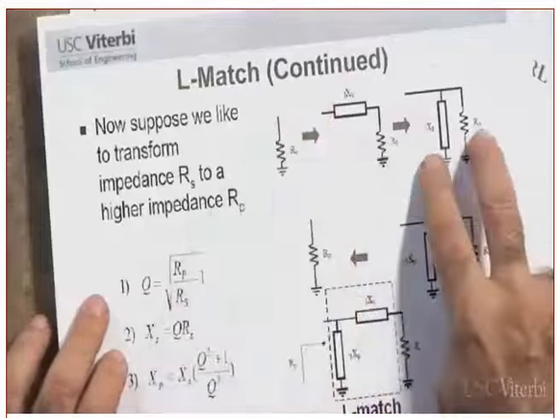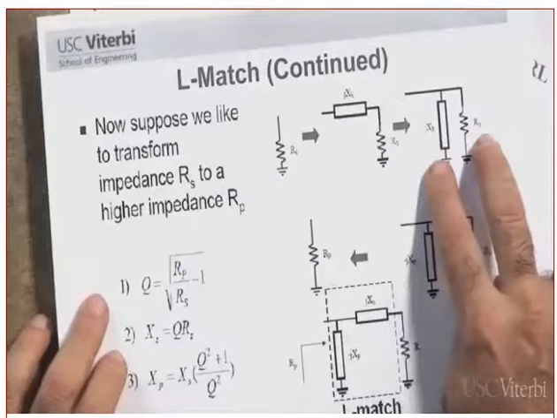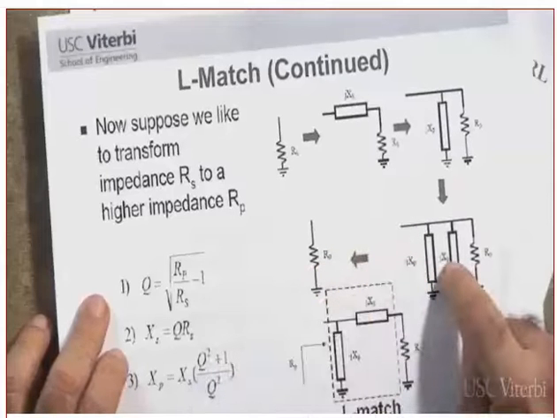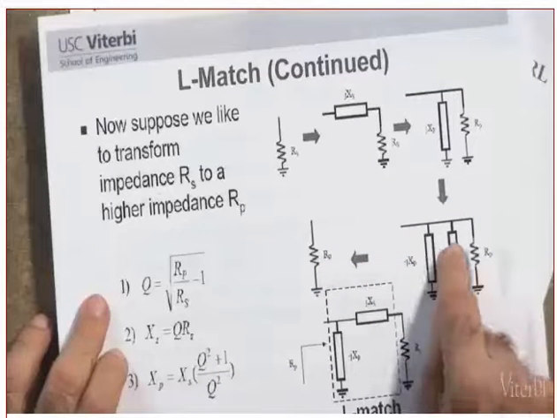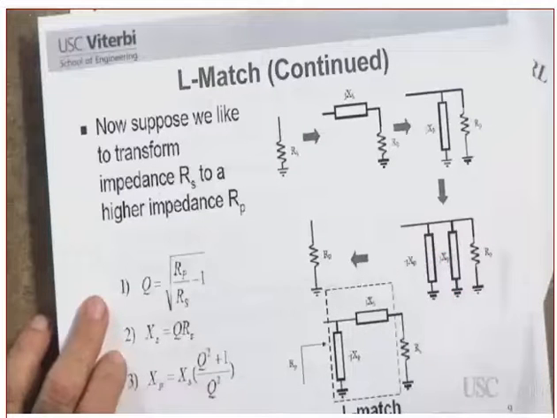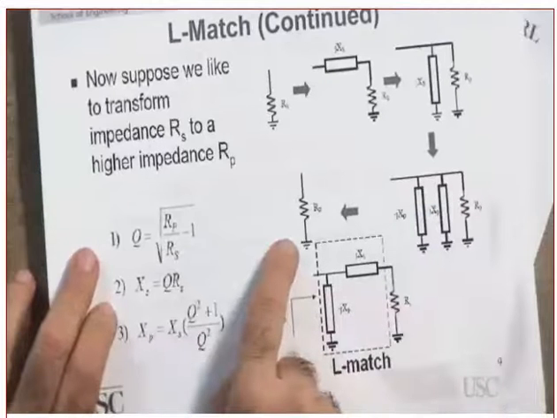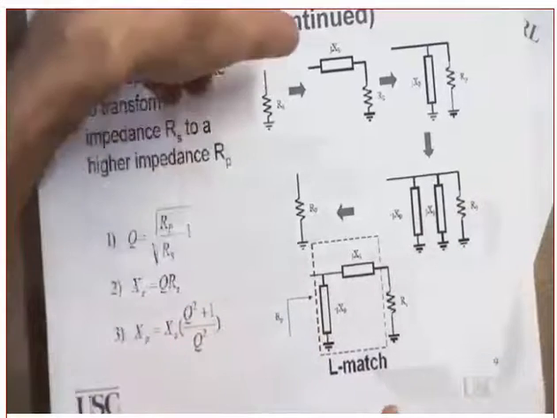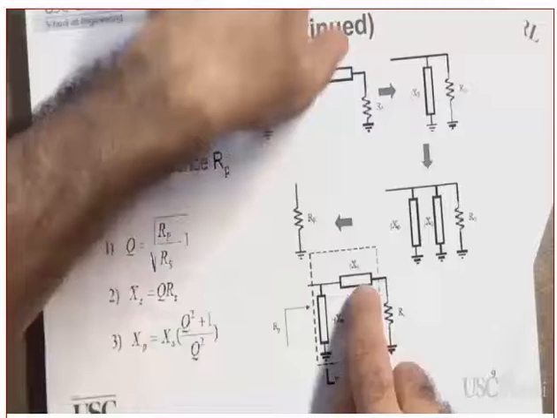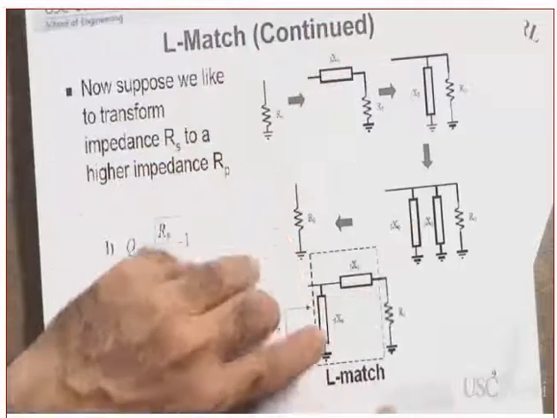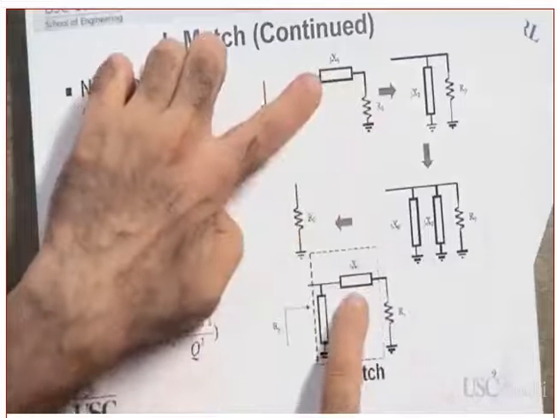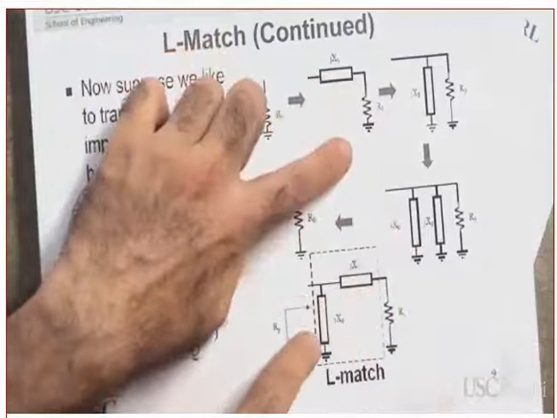Then I replace this by its equivalent parallel. Yes or no? Then I put a parallel element, which is the complex conjugate of this one, such that the admittances cancel each other, and I end up with RP. So what is the network? The network consists of this, which is in series, and this, which is in parallel. Did you lose me? This one in series, JXS, and this one in parallel.